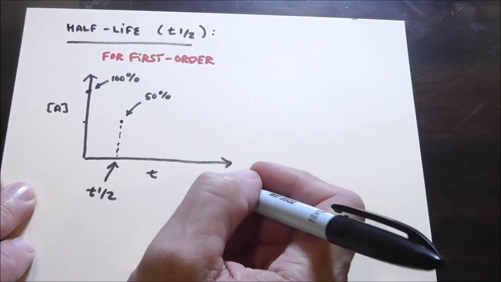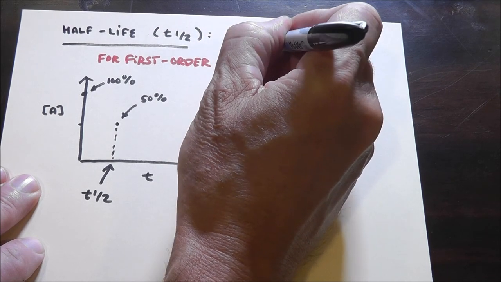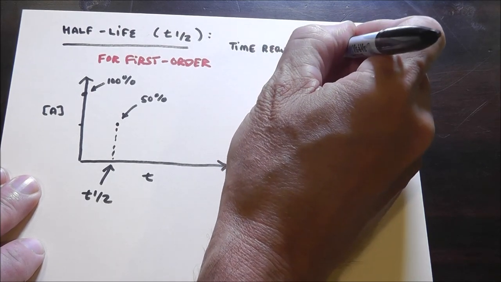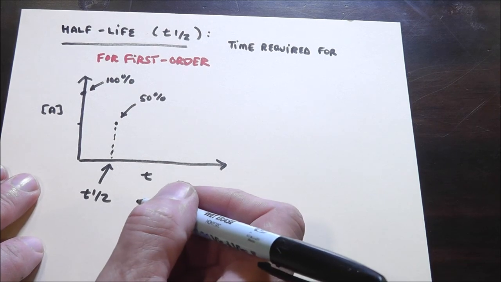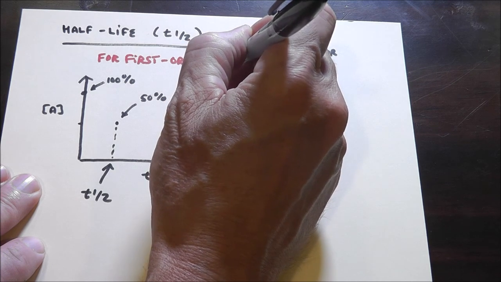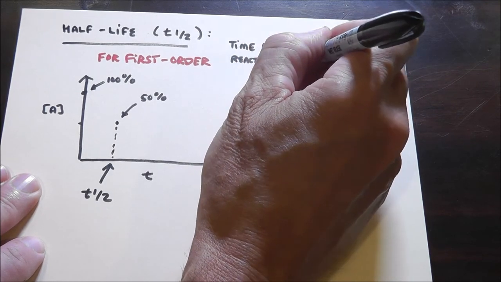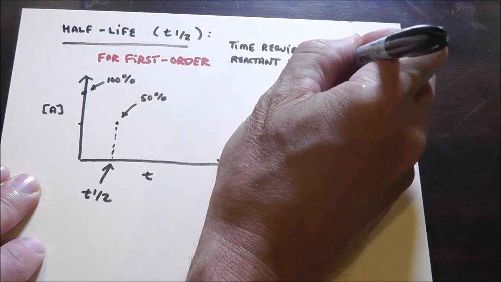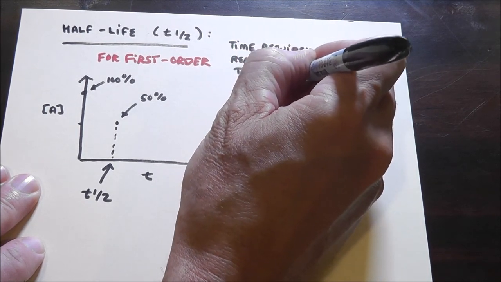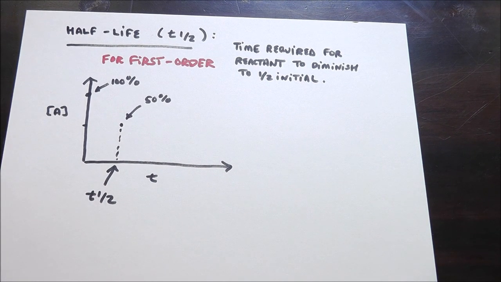So half-life is a time. It is the time required for the concentration of a reactant, it could be the amount, it could be the mass, whatever measure you want to use, to diminish to 1/2 initial. I don't want to say concentration because it could be mass, it could be whatever. That's the definition of what a half-life is.